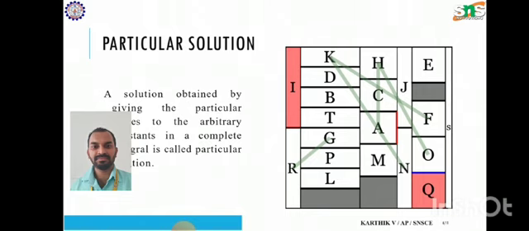Third one is the singular solution. The relation between the variables which involves no arbitrary constant and is not obtainable as a particular integral from the complete integral. The equation is phi of x comma y comma z comma a comma b equal to 0, and the partial derivative of phi with respect to a and the partial derivative of phi with respect to b are 0. General solution. The relation between the variables involving two independent functions of the given variables together with an arbitrary function of these variables is called the general solution.